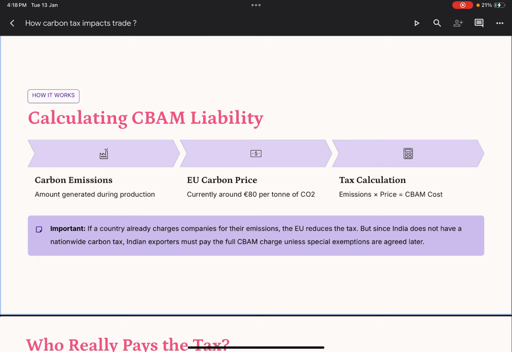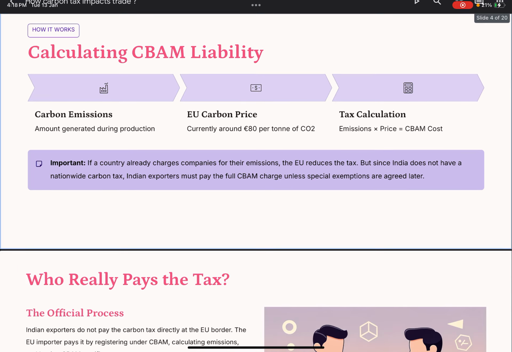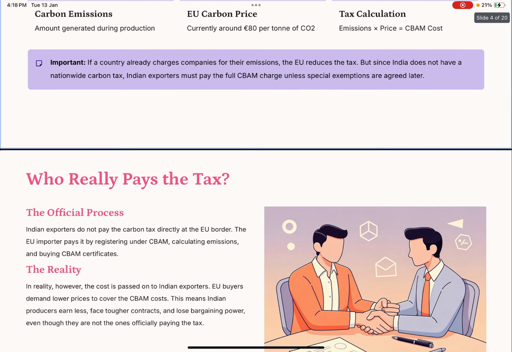We were discussing a very interesting case study about the carbon tax, and how carbon tax impacts trade. We had taken a case study of Indian trade with Europe, especially about two energy intensive products, steel and aluminium, and we had discussed how the carbon border adjustment mechanism liability is calculated. So this is a tax we need to understand.